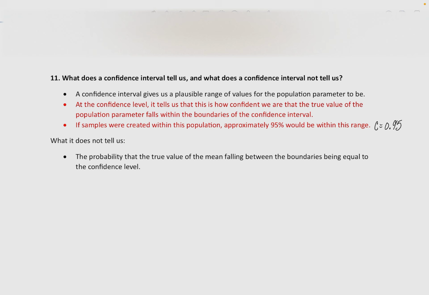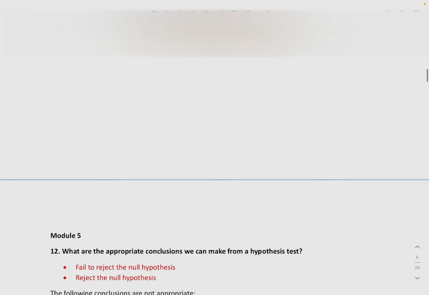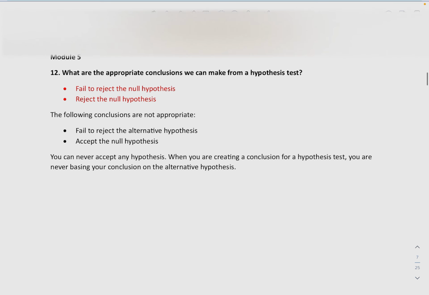And what it does not tell us is that the probability of the true value of the mean falling between the boundary is equal to the confidence level. So here, you want to disassociate probability from confidence interval. But what's higher yield for your exam here is going to be these 2 points. And then you're also going to want to make sure that you remember that it's not a probability question when we're talking about the confidence interval. Okay. And that is the end of Module 4.